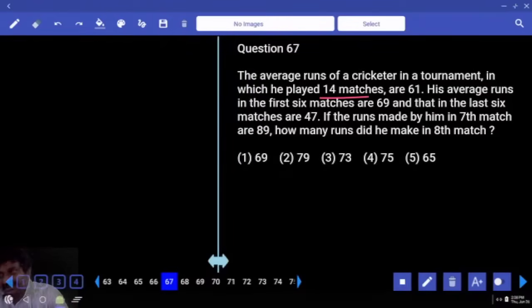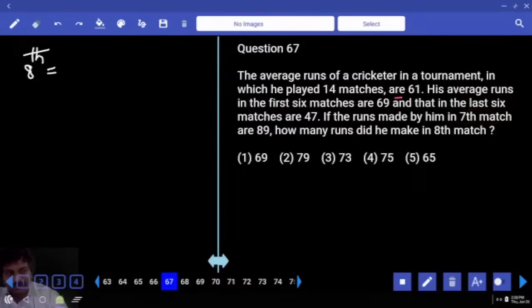Total we have 14 matches. First 6 average is given. Last 6 average is given. Total 12 numbers. The 7th number is also there. Total 13 numbers out of 14. One number is missing, that is the 8th number. So the missing number we are able to calculate by using direct or reverse method? Reverse method.